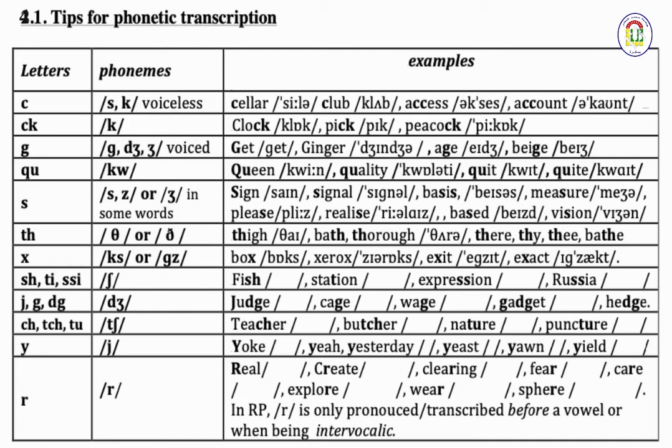R is pronounced as R, but sometimes it is not pronounced when it falls after a vowel in British accent. When it is between two vowels, it is pronounced, or when it is at the beginning of the word, like in real, create, clearing, fear, care, explore, wear, sphere. In RP, R is only pronounced and transcribed before a vowel or when being intervocalic, that is between two vowels.